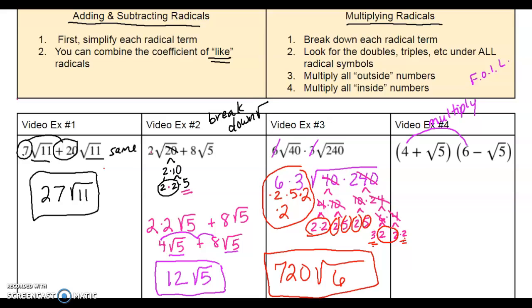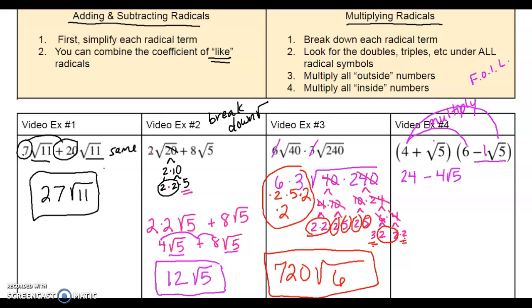So we're going to finish this up. We've got multiply. 4 times 6, which is 24. Then you're going to multiply the first term times the second term, which is negative root 5. So remember, when you multiply, the 4 is going to stay on the outside, the root 5 stays. So we get negative, because that's like a negative 1, negative 4 root 5, okay?